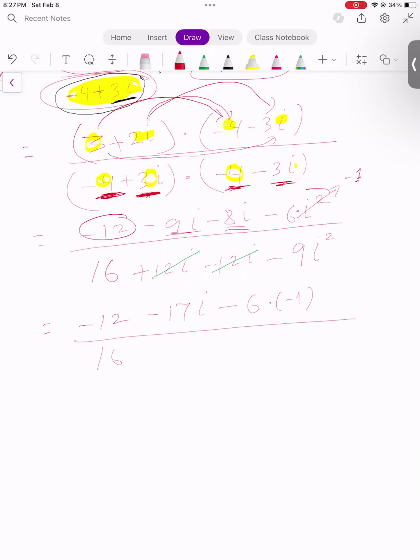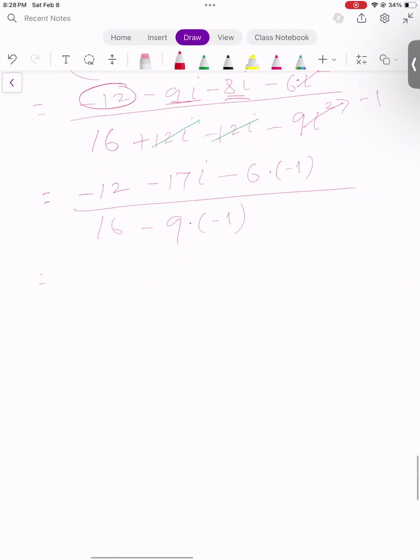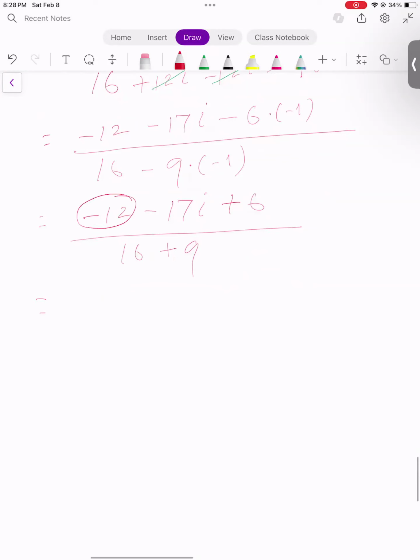16, so we have -9. This i squared is -1, so 9 times -1. So let me simplify one more time. -12, -17i, -6 times -1, positive 6, divided by 16, -9 times -1, that is positive 9. So these are like terms: -12 plus 6 is -6, minus 17i, and this is 25.